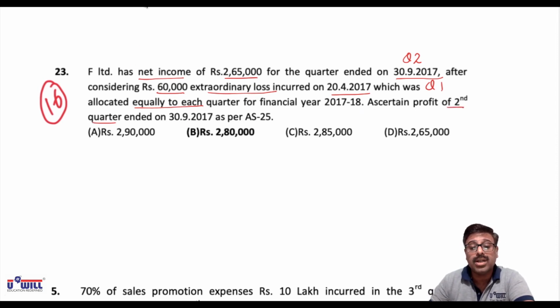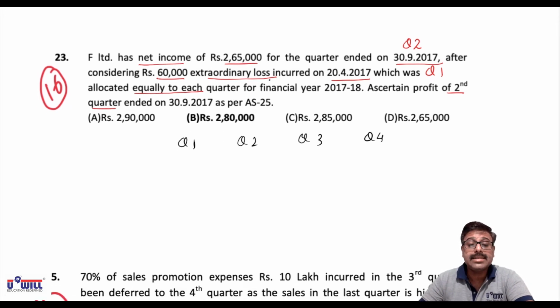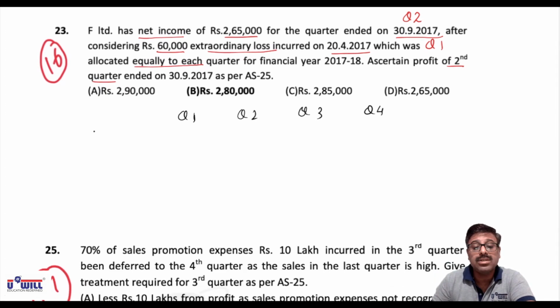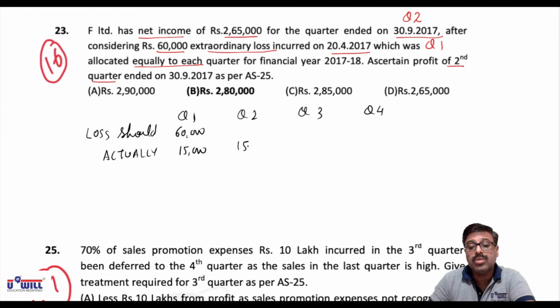First you all write quarter 1, 2, 3 and 4. Now what should have been done? 60,000 of extraordinary loss was incurred in April. So extraordinary loss, what should have been done? April means first quarter. So the entire 60,000 should have been taken in first quarter. But we have allocated equally in all the quarters. So what is actually done? 60,000 divided by 4, 15,000 we have taken in quarter 1, quarter 2, quarter 3 and quarter 4.